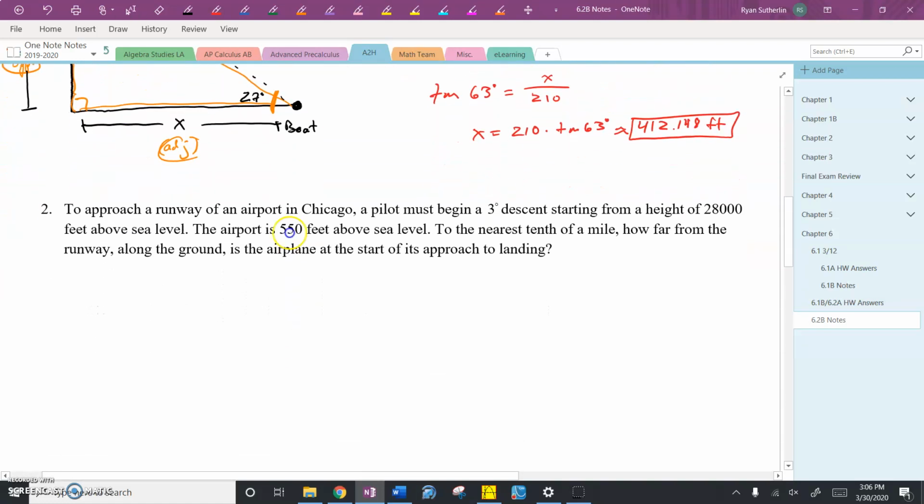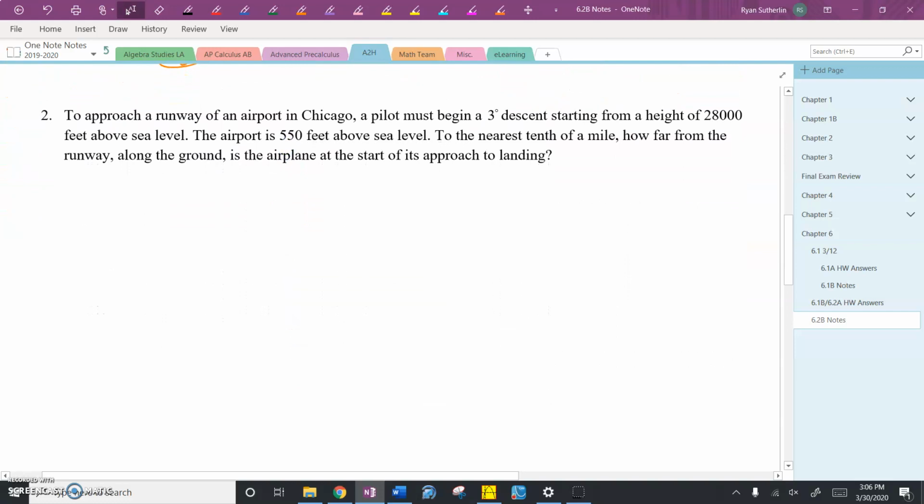Problem 2. To approach a runway of an airport in Chicago, a pilot must begin a descent of 3 degrees starting at a height of 28,000 feet above sea level. The airport is 550 feet above sea level. To the nearest tenth of a mile, how far from the runway along the ground is the airplane at the start to its approach to landing? So for this problem, we have our airplane up here at the top, and over here is our airport.